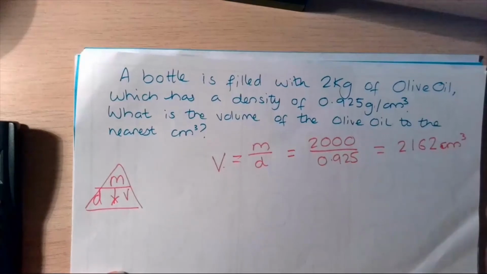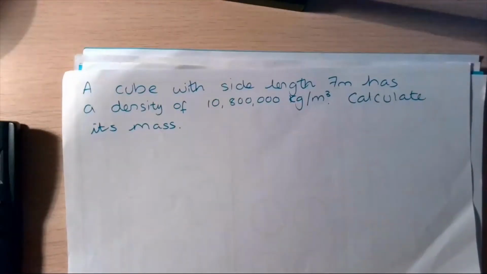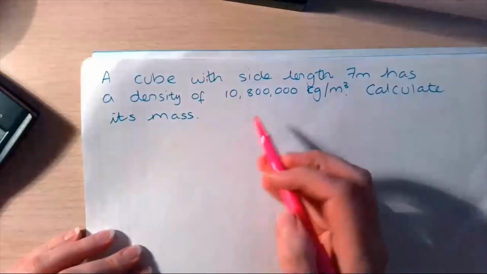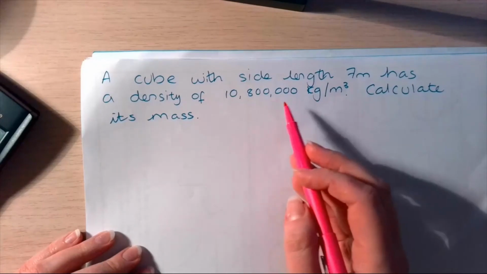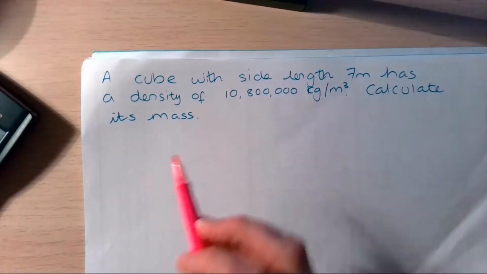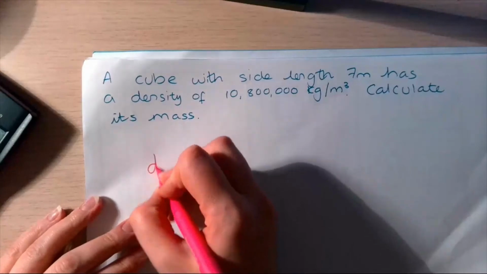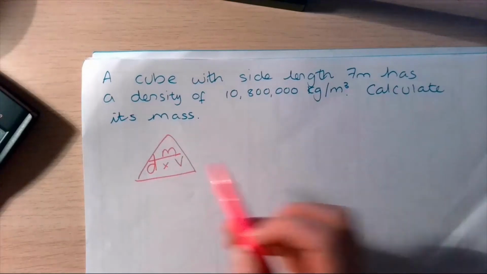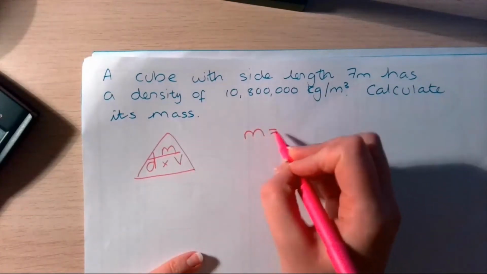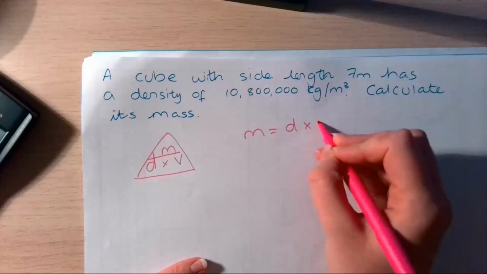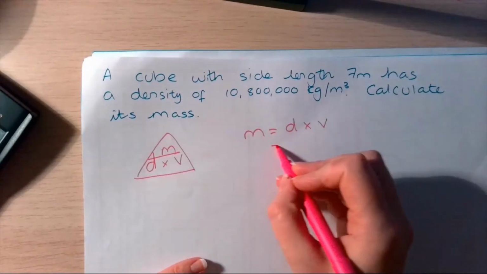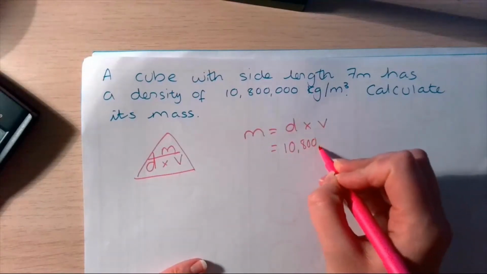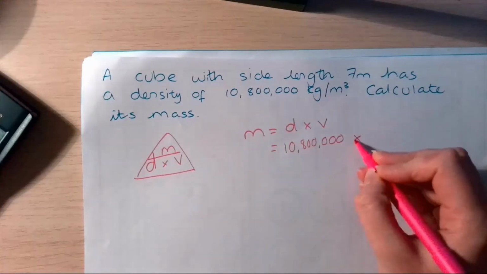Okay then, one more example and then I'm going to let you have a go at some by yourselves. We've got a cube with side length 7 metres and a density of 10,800,000 kilograms per metre cubed. And we want to know what its mass is. So we've got our DMV triangle, and we're looking for mass. So mass equals density multiplied by volume. We've got a density already, and we're multiplying that by the volume.